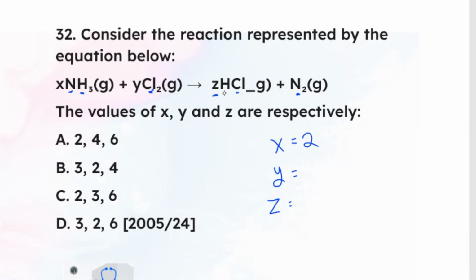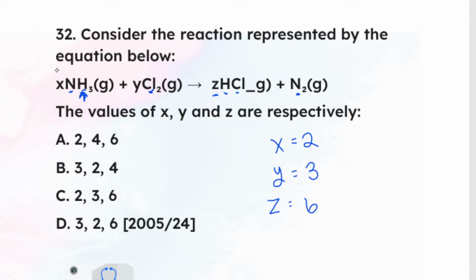But we also have to pay attention to the hydrogen. And if you remember from here, hydrogen is 3. So that tells us that Y would likely be 3, right? Because if Y is 3, then we'll have 6 chlorine. But if we have 6 chlorine, we need to balance this, and of course, we can make Z a 6. Okay? So that balances everything out.